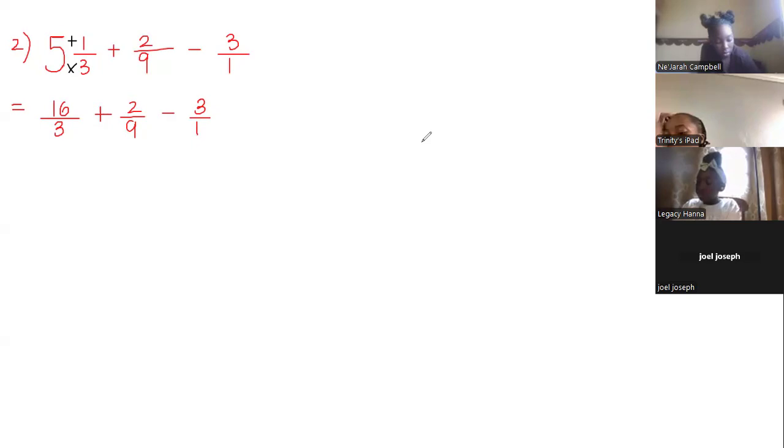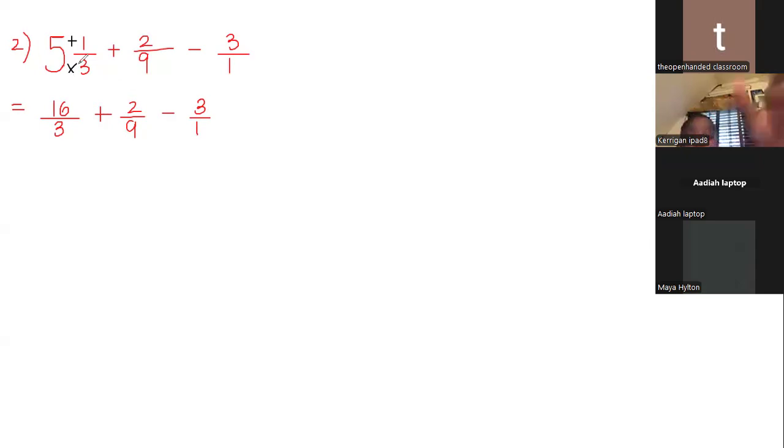All right. Adaya, do you understand how we change this into an improper fraction? No, sir. Okay, so what do we do here? What symbol do you see? Multiply. So we multiply 5 times 3. What is 5 times 3? 15, plus 1, 16. That's going to be 16 over what? 3. So 16 is our numerator. What is our denominator? 3. So we keep the 3 here, plus 2 over 9 minus 3 over 1.